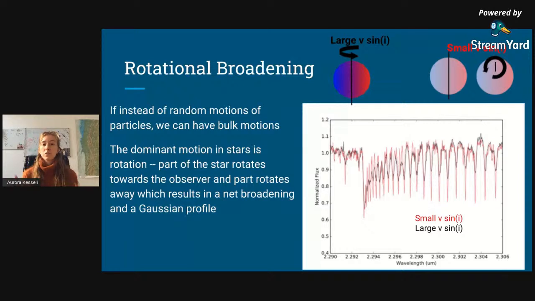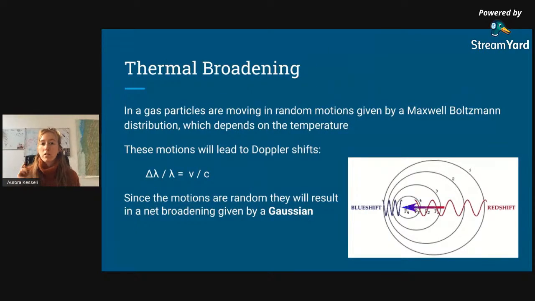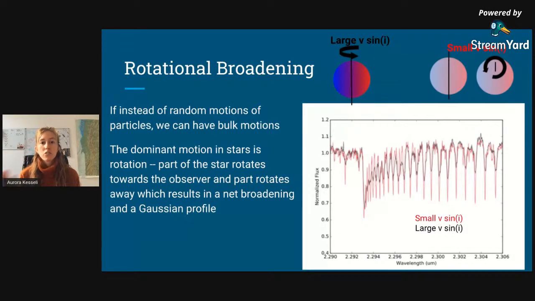Okay, so rotational broadening is basically the same concept as thermal broadening, except it's not random motions. Before we move on, thermal broadening is important in stars, and oftentimes it sets the base level of the broadening of the line. And then if the star is really dense, you can get pressure broadening built on top of that. But the base level of the line is often set by thermal broadening. Okay, so now rotational broadening.